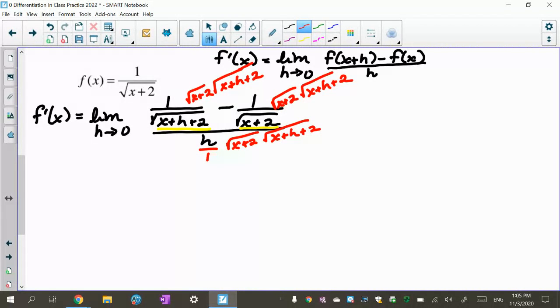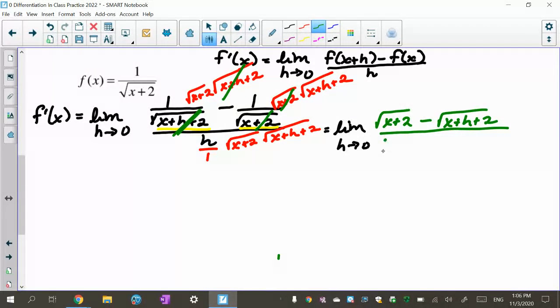So when I do this, I get the limit as h approaches 0 of, now these are going to cancel, so I'm going to use a different color, but I can say thanks for playing, that's gone. So I have radical x plus 2 minus, this will cancel out, radical x plus h plus 2 all over, and I know it's nasty looking, but just write it all out just like this. Now, that is really what that is.